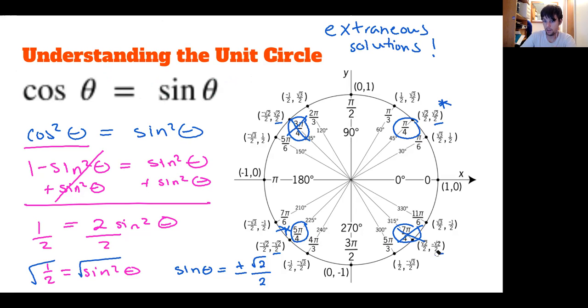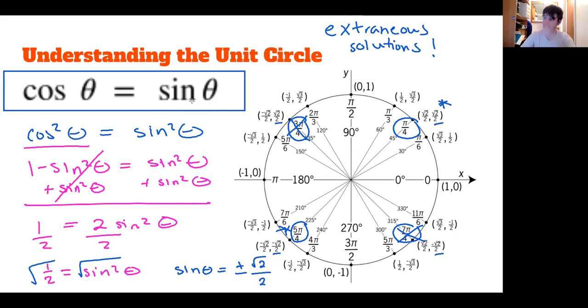Same thing going on here. The cosine value is square root 2 over 2. The sine value is negative square root 2 over 2. Not equal, so that's not a solution. But these two places are pi over 4 and 5 pi over 4. So we have to check for our extraneous solutions based on the original equation. Always go back to your original when you're checking your extraneous solutions.